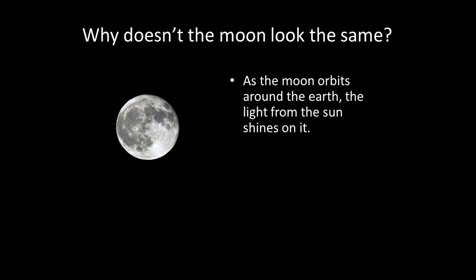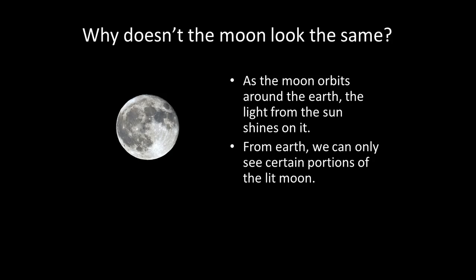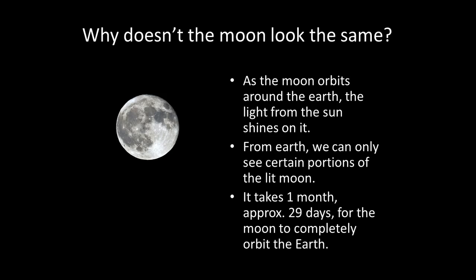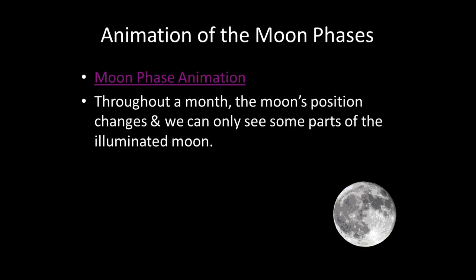As the moon orbits around the earth, the light from the sun is shining on it. This is happening all the time. But from Earth, we're only able to see very certain portions of the moon that's lit up because of where we're positioned. It takes the moon about 1 month, approximately 29 days, to completely orbit around the Earth. Throughout the month, the moon's position changes, and we can see only some parts of the illuminated moon.